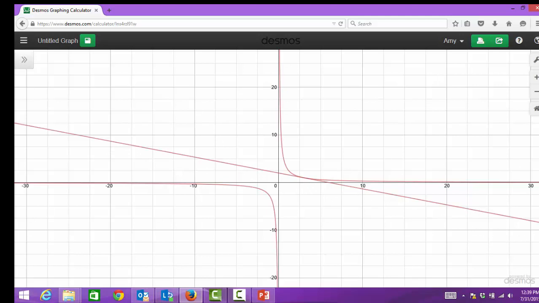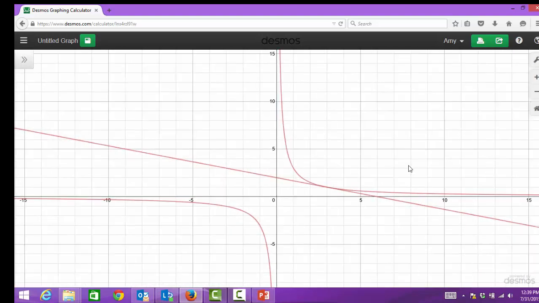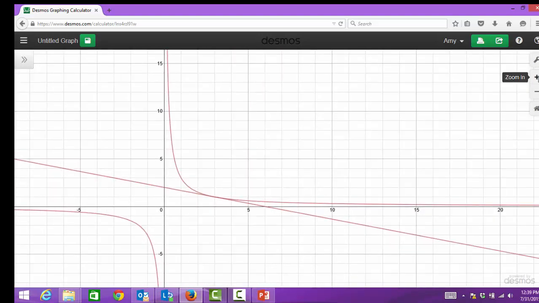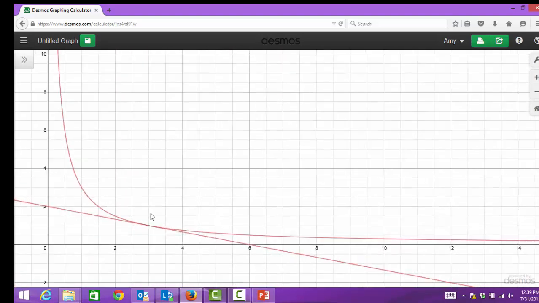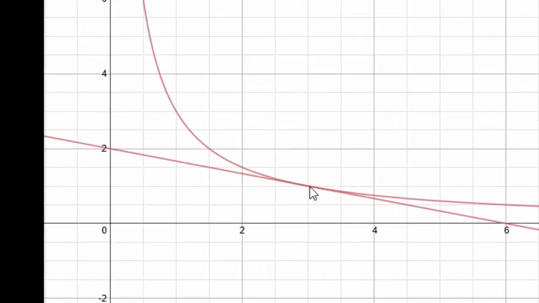And if you notice, if we zoom in, it definitely appears as if that line is going to be tangent to this function at the ordered pair (3, 1). So you should be able to verify these visually by graphing both the function and the tangent line and showing that it's tangent at that specific point.